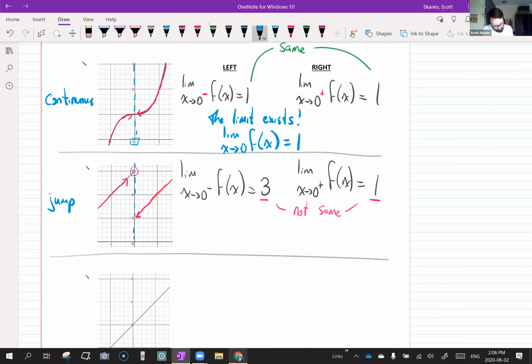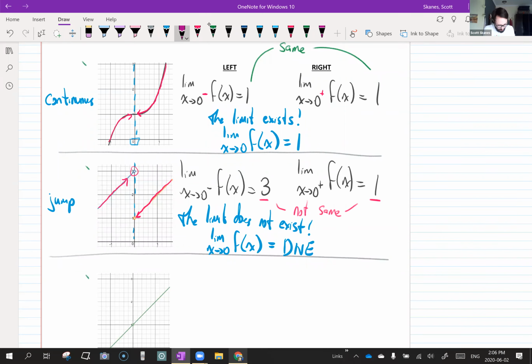So you would say this. I'll just write it out in English the first time. Limit does not exist. And we would say the limit as x approaches 0 of this function, I just write it as DNE. And the reason I use those letters is because it stands for does not exist. It's just shorthand. It's much faster to write it. You can just write DNE and be done with it. Okay?